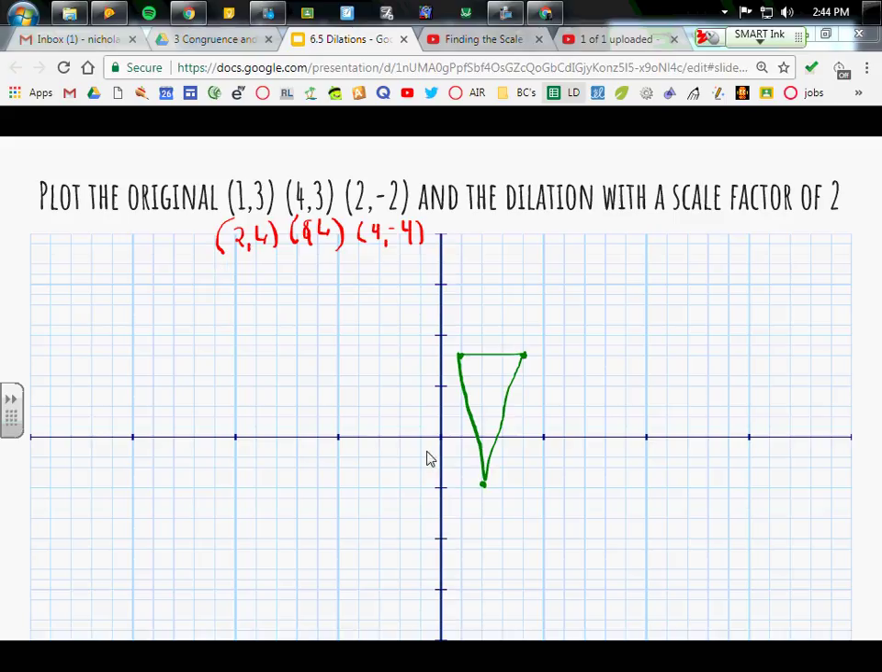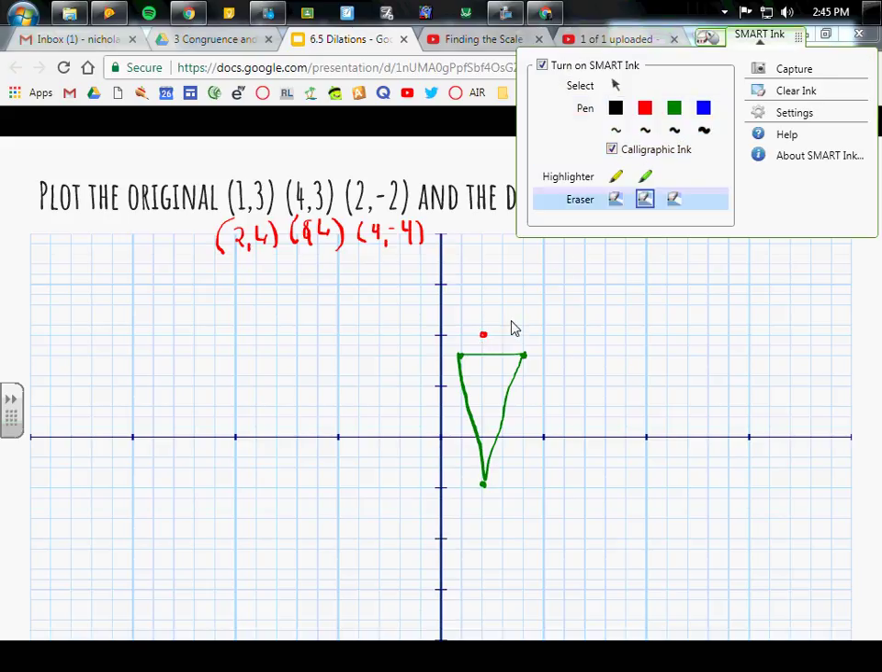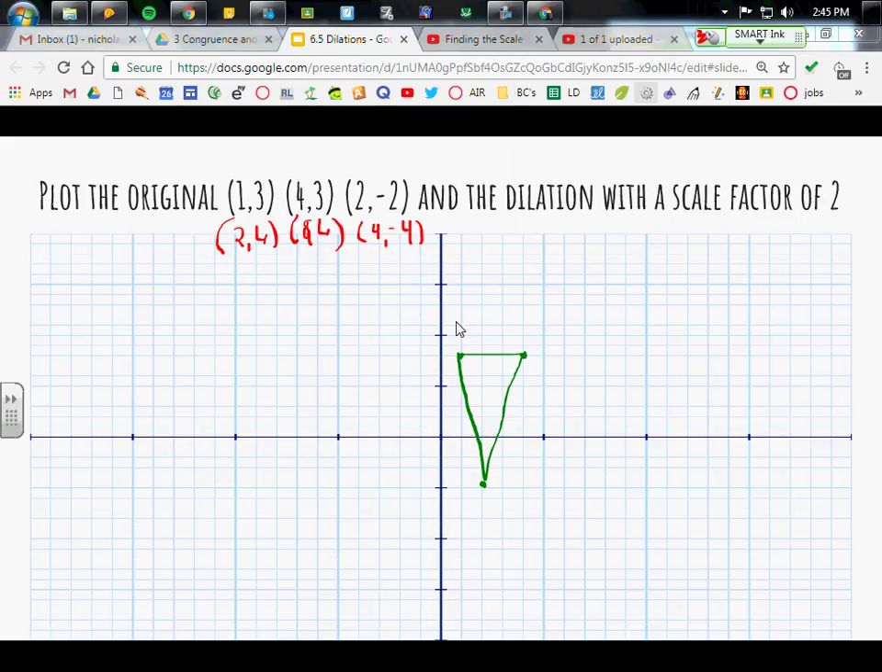All right, so let's plot them. 2 and 6, my writing is not very good. Then 8 and 6, 1, 2, 3, 4, 5, 6, 7, 8, and 6. And 4 and negative 4. So as you can see, my triangle has enlarged. It has gotten much bigger.